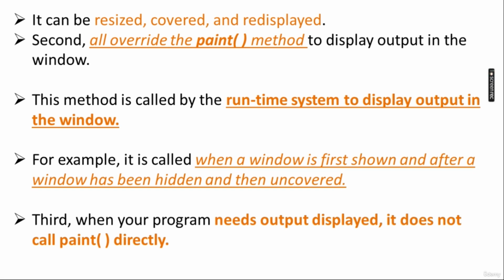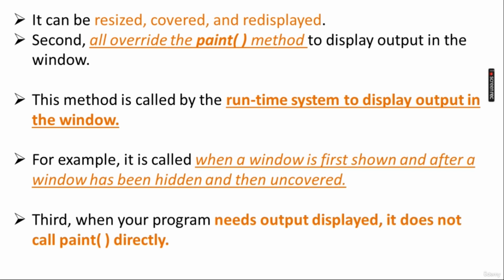It is called when a window is first shown and after a window has been hidden and then uncovered. First, when you are running the program, it is displayed and it will call the paint method. When it is minimized and then maximized, then also this paint method will be called.